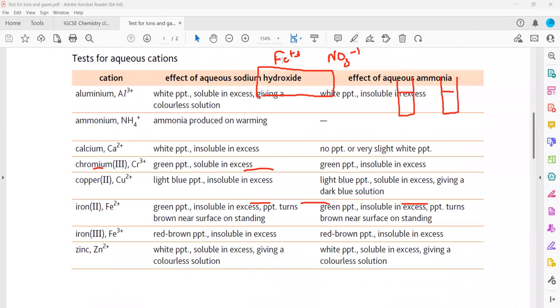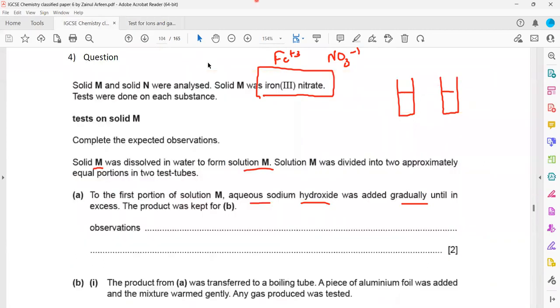If you look at the chart here, if we have iron 3 ion in the solution, it will give a red brown precipitate which will be insoluble in excess. So for the first mark you will mention that we will have a red brown PPT. For precipitate in the exam, it is acceptable to write PPT, and insoluble in excess means it does not dissolve.